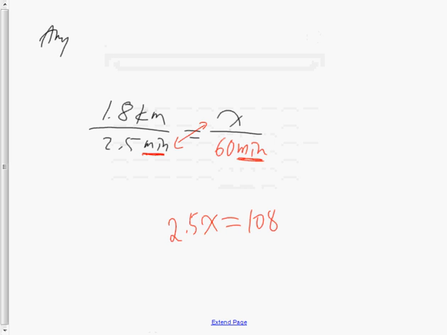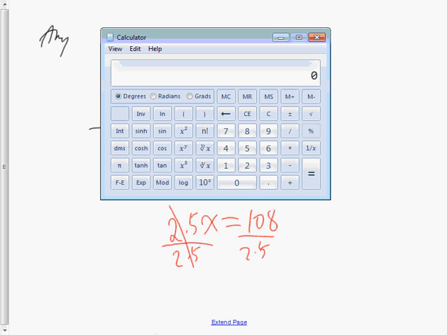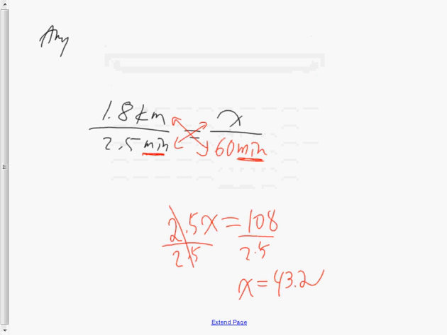So we'd multiply this way as well. And then we simply divide both sides by 2.5, and we'd have our solution. In this case, if I did that, 108 divided by 2.5 is 43.2. And therefore, if it travels 1.8 in 2.5 minutes, it would travel 43.2 kilometers per hour.